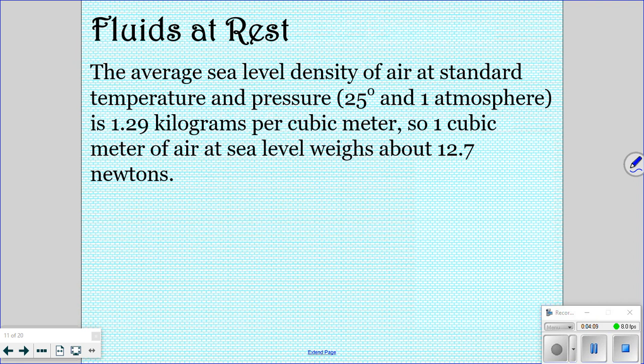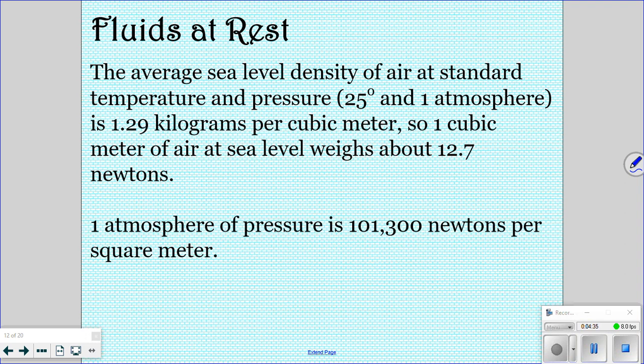So if you look at fluids at rest, the average sea level density of air at standard temperature and pressure, so that's 25 degrees Celsius and 1 atmosphere, is 1.29 kilograms per cubic meter. So 1 cubic meter of air at sea level weighs about 12.7 newtons. 1 atmosphere of pressure is 101,300 newtons per square meter. That's going to be a number that you're probably going to want to write down on your formula sheet, just so that you have it to reference back to.